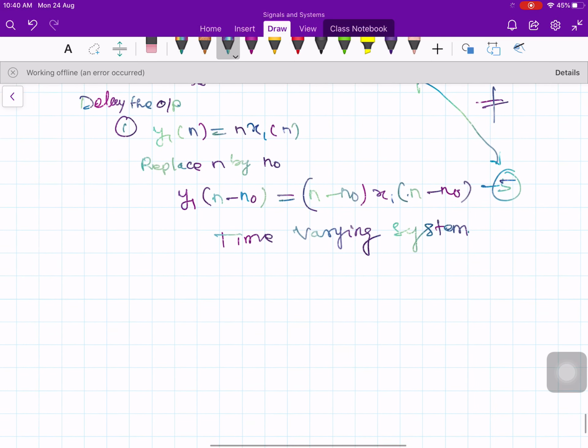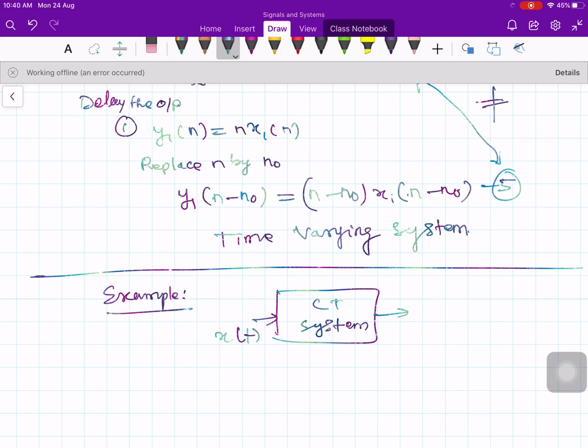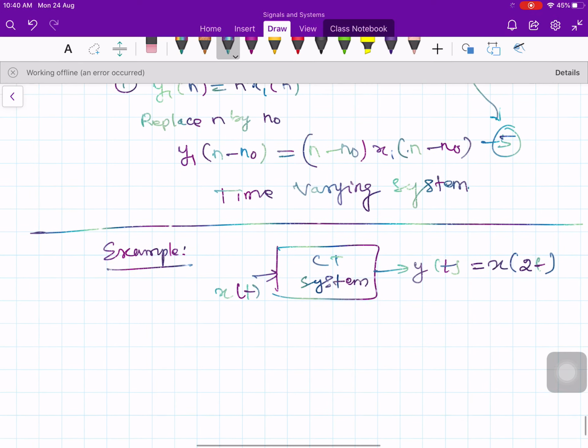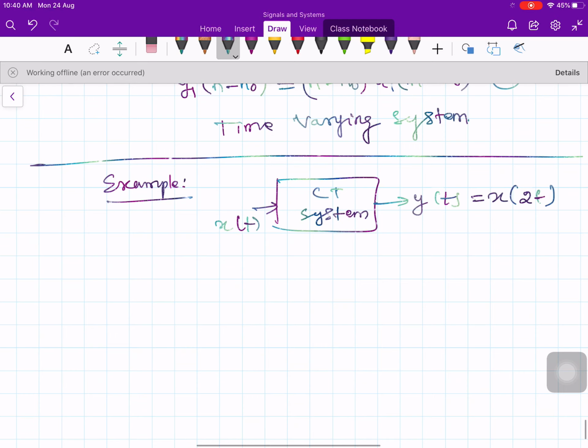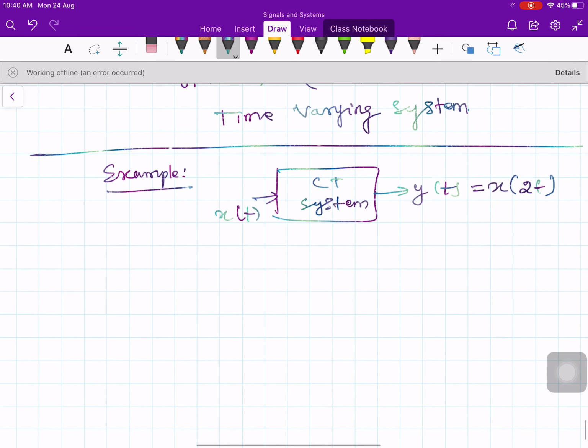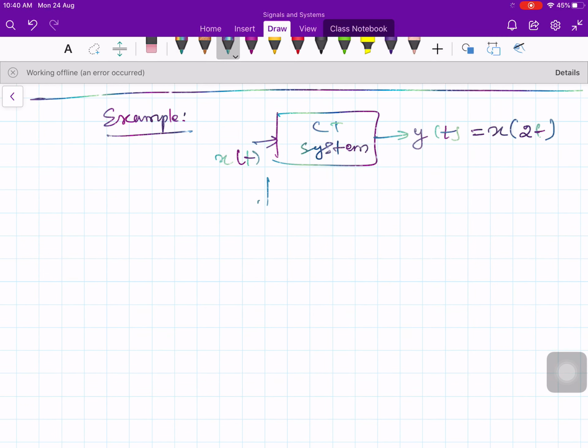Let me consider one more example. I have a system. Input is x of t. Now I have a continuous time system, and the output is y of t, and this y of t is x of 2t. When I say 2t, what does it mean? It means the input is time compressed. Therefore y of t is a time compressed version of x of t by a factor of 2. In totality, you can prove that this is a time varying system. You can take some simple example and you can prove it.